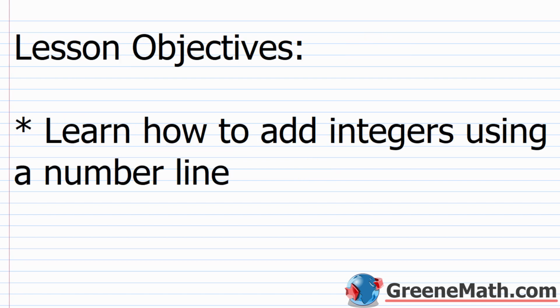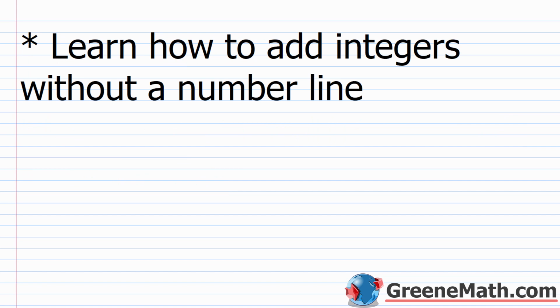So the lesson objectives for today: we want to learn how to add integers using a number line. This will give us a visual representation of what's going on, and it can be helpful if you're struggling with this topic. And then we're going to move on and learn how to add integers without a number line. So this is how we're going to solve our problems moving forward.